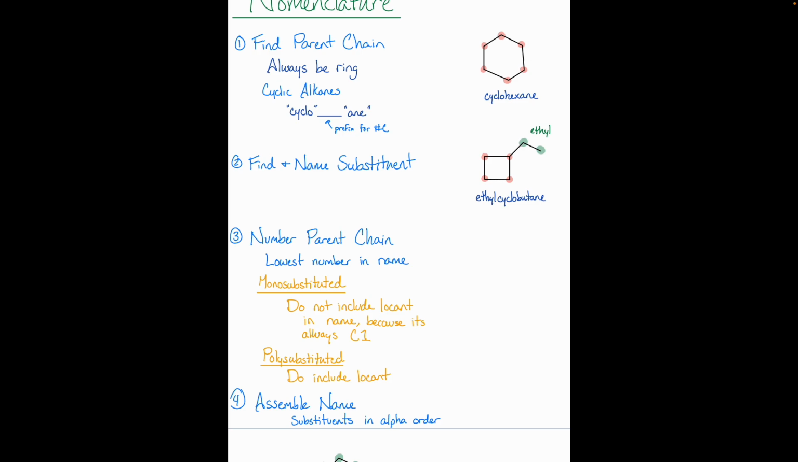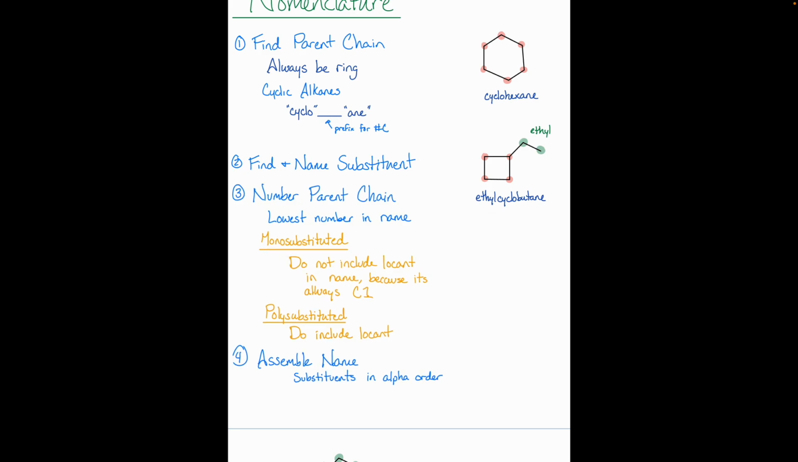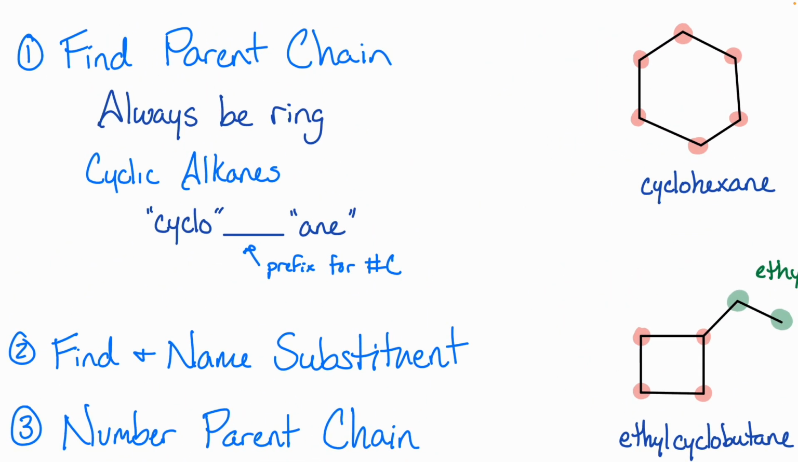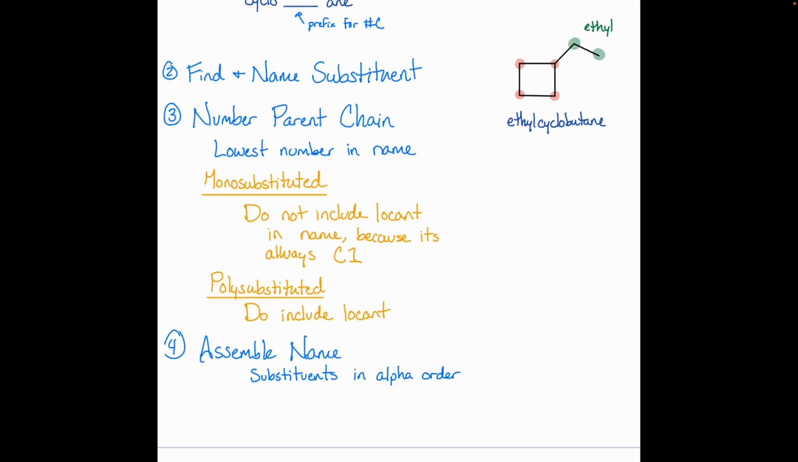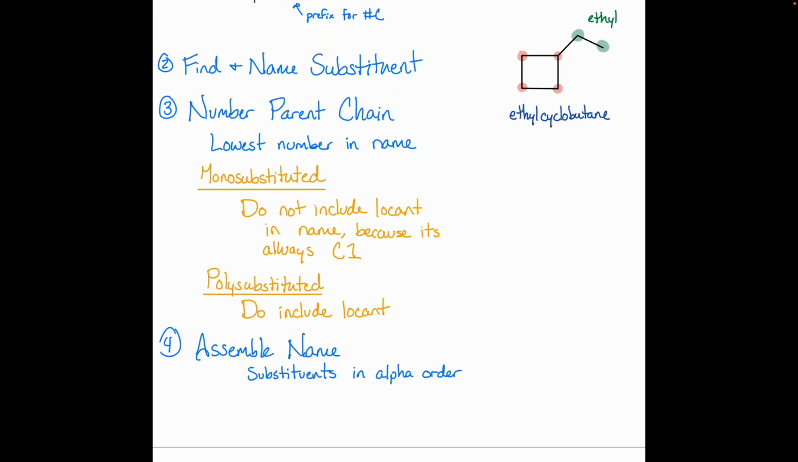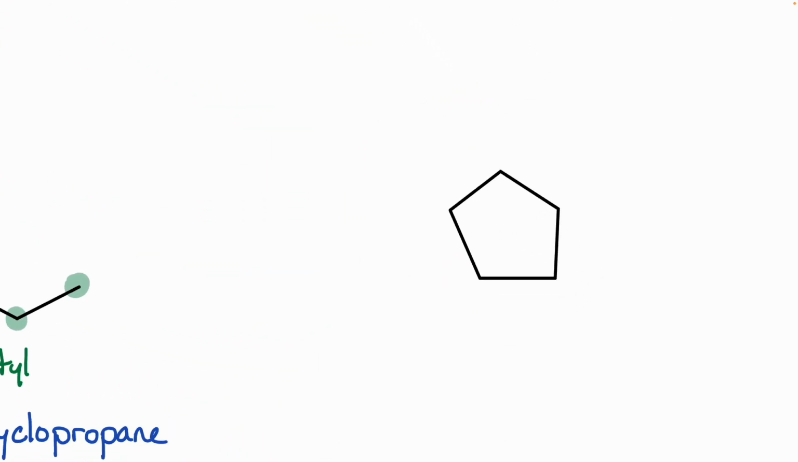If we just want to review here, we have added to our parent chain step how to deal with these cyclic alkanes. Again, the ring is always your parent chain. And to name it, it goes cyclo, then the number prefix followed by that ane suffix, right? So you just stick the word cyclo in compared to what we were doing for our regular alkanes. Nothing different about finding your substituent. The really weird thing is the numbering of your parent chain, and that if you only have one substituent, you don't bother including the one in the name. But if you have two, you do have to include it, right? So mono substituted, we're not going to include the locant. Poly-substituted, we have to include the locant. Okay? All right, cool. So one more example here.